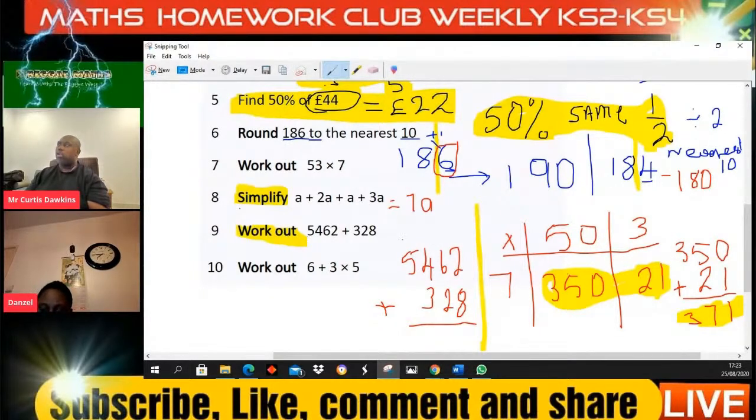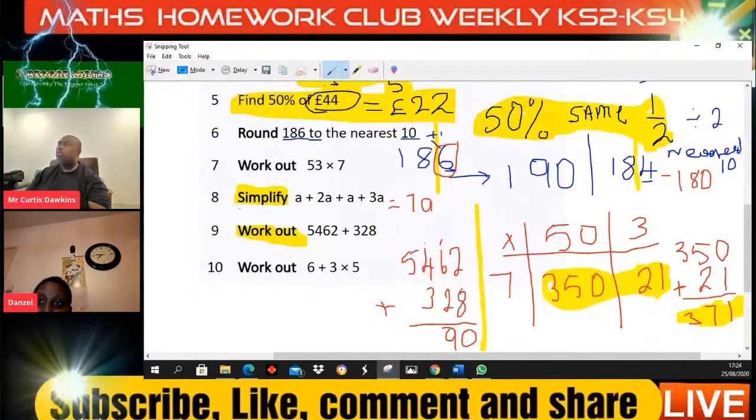So let's add together now. 8 add 2, 10. So put the 1 where? Where do I put the 1, Denzel? At the top column, and put the 0. Well done. Then finish it for me. 1 plus 6, 7, plus 2, 9.